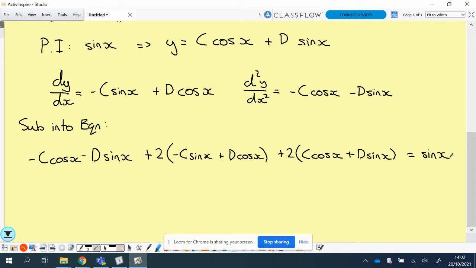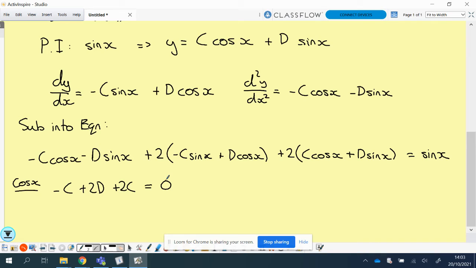So if I look at my cos x's, I've got negative c. I've then got, if I multiply out the first lot of brackets, plus 2 lots of d cos x. And then if I multiply out my second bracket, I'm going to have plus 2 lots of c cos x. Okay, so there are all the cos x's combined there. On the right hand side, I don't have any cos x's, so all that's got to equal 0.